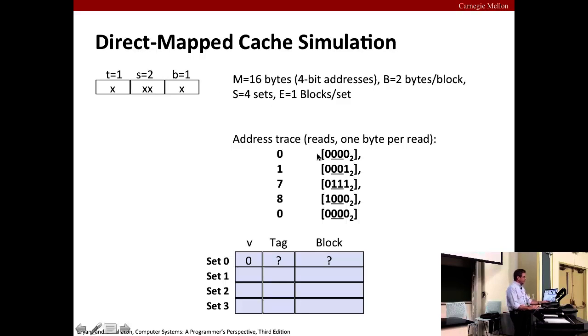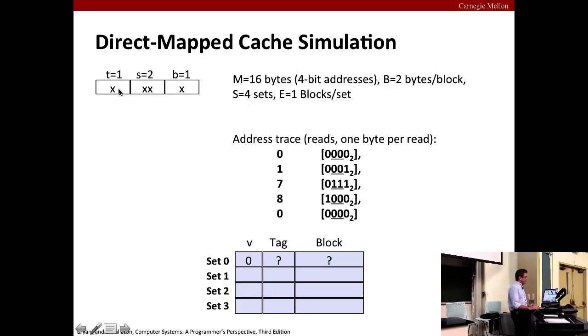Okay, so this is really simple. Our memory system consists of 16 bytes. So it's not a very useful system, with 4-bit addresses. And it's broken up into blocks of 2 bytes each. Our cache consists of 4 sets with 1 block per set.